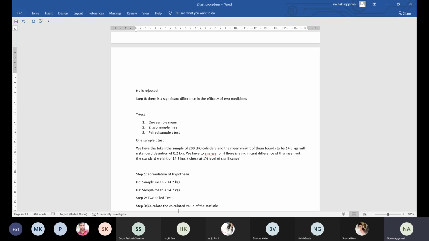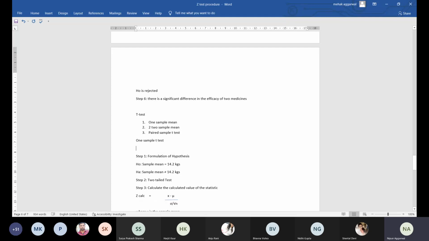The question is like: the mean of a certain production process is known to be 50 with a standard deviation, with the SD of 2.5. I am writing the question.